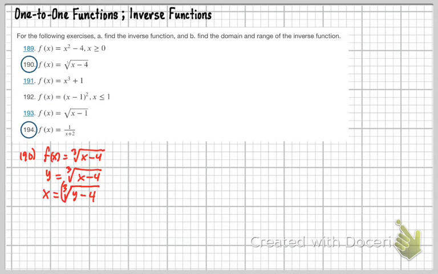The first thing I'm going to do here is cube both sides. So I'm going to get x cubed on the left, and on the right those cancel. I'm just going to get y minus 4. To finish solving this, I'm going to add 4 to both sides. So my y is going to equal x to the third power plus 4. And there's my inverse function for the function f of x equals cube root of x minus 4.